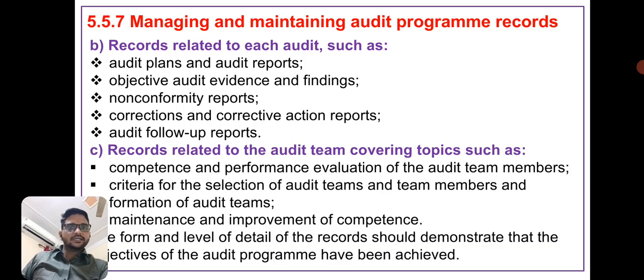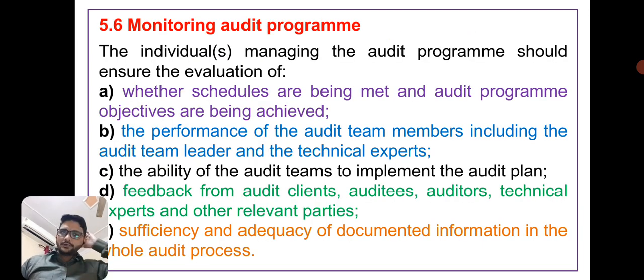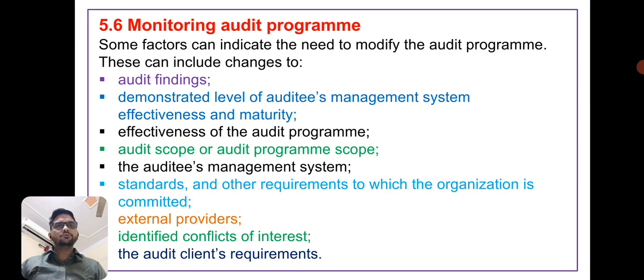Next is records related to the audit team, covering topics such as competency and performance evaluation of the audit team members, criteria for the selection of audit team members, and maintaining and improvement of the competencies. Next clause is 5.6, that is monitoring the audit program. How to monitor the audit program?